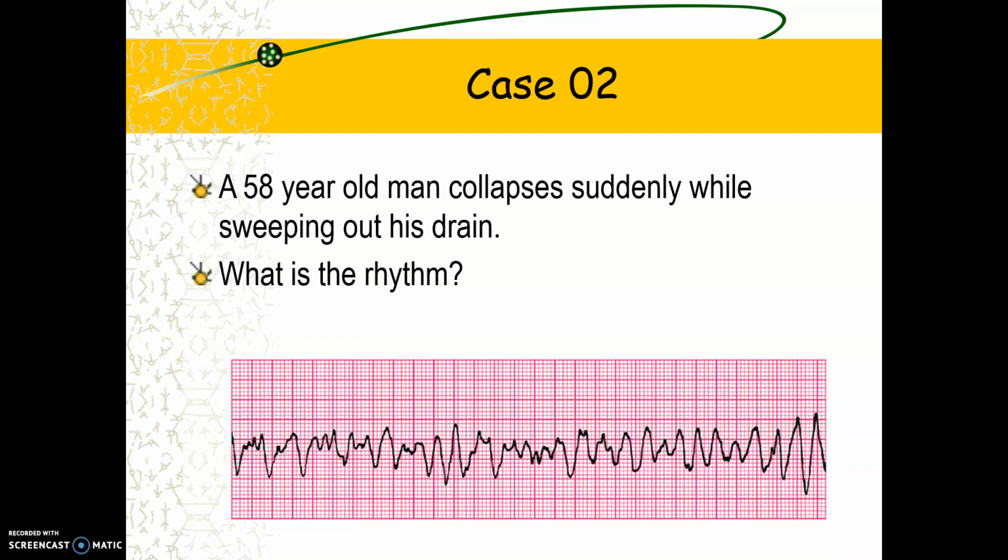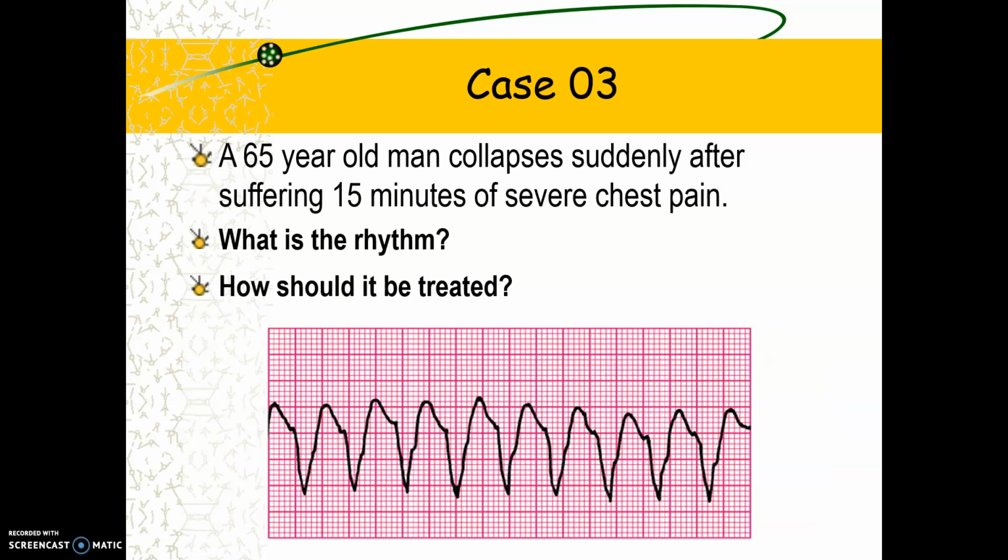A 50-year-old man collapses suddenly while sweeping out his drain. What is his rhythm? Again, think about the patient. If this is a patient who is in cardiac arrest, this kind of disorganized rhythm would fit with ventricular fibrillation. It's probably the most important rhythm to recognize in the cardiac arrest patient, as it is the most treatable and responds to defibrillation.